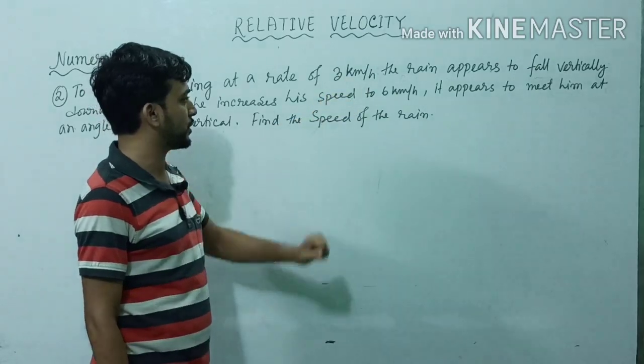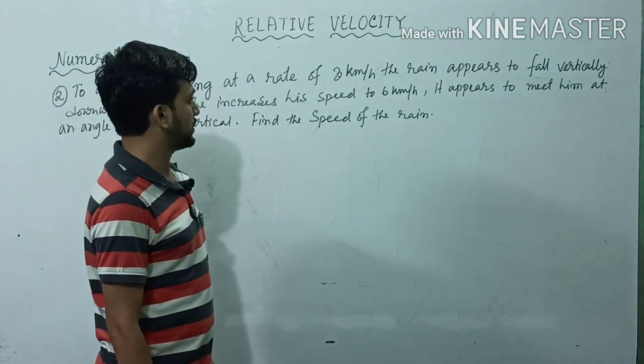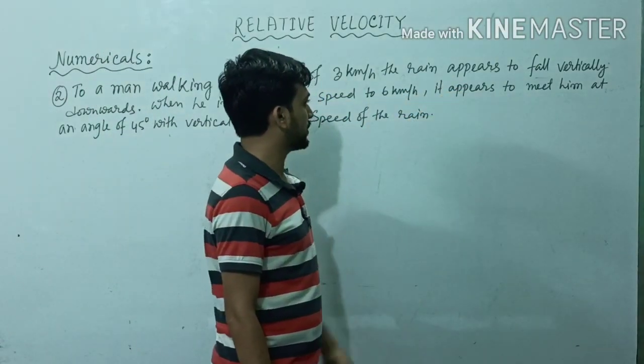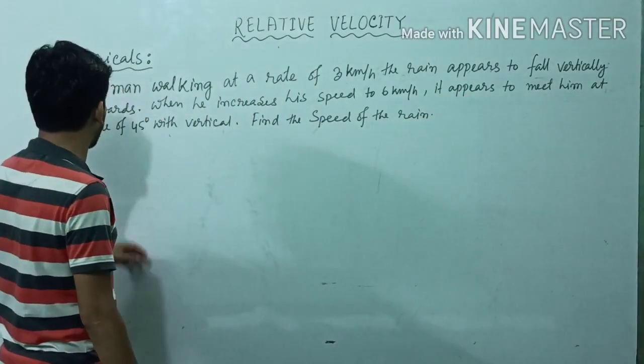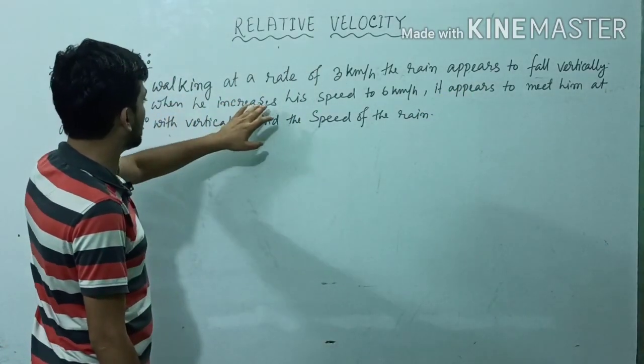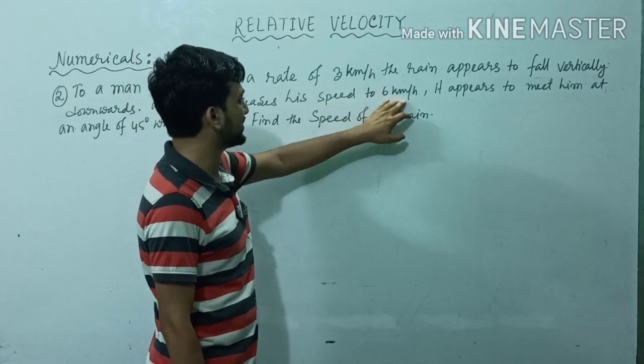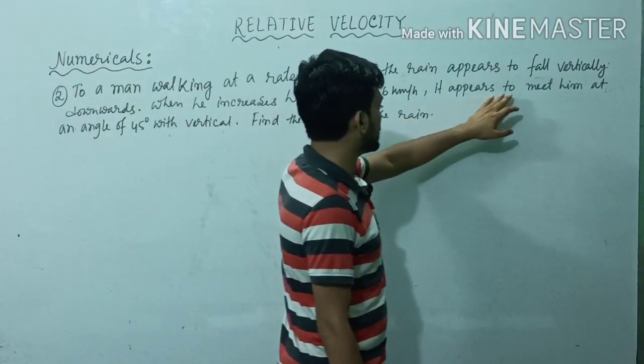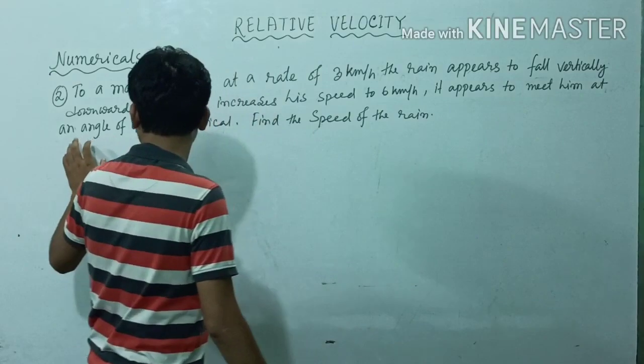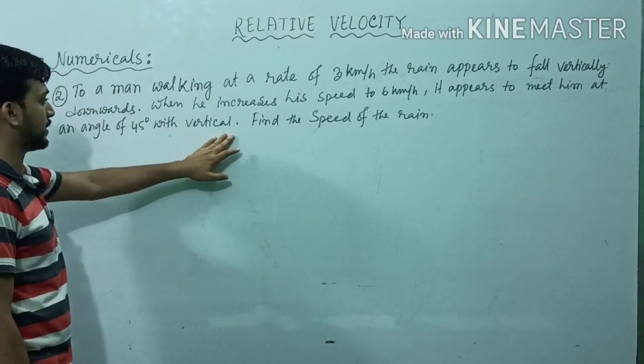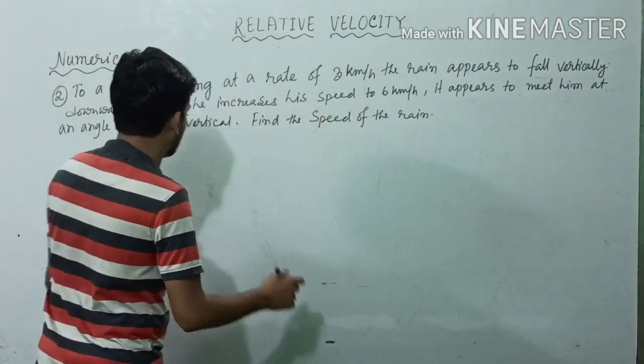In this question it is given that a man is walking on a road with a speed of 3 km per hour, and he finds that the rain is falling vertically downward. When he increases his speed to 6 km per hour, the rain appears to meet him at an angle of 45 degree with the vertical. Find the speed of the rain.